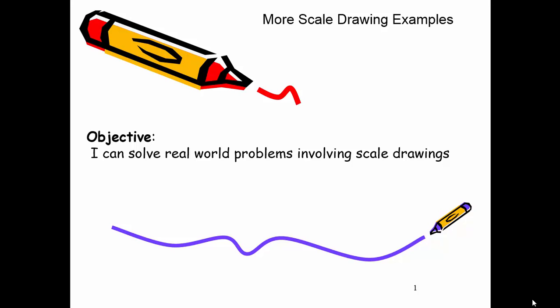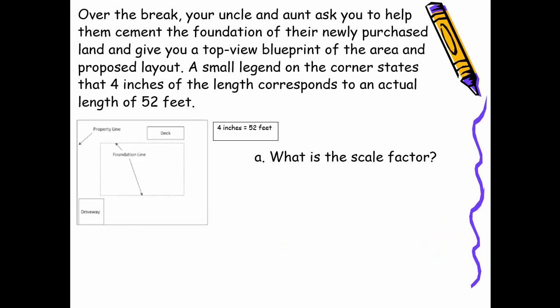Today's objective is I can solve real-world problems involving scale drawings. So here's the example we're going to look at. Over the break, your uncle and aunt ask you to help them cement the foundation of their newly purchased land, and they give you a top view blueprint of the area and proposed layout. A small legend in the corner states that 4 inches of length corresponds to an actual length of 52 feet. What is the scale factor?